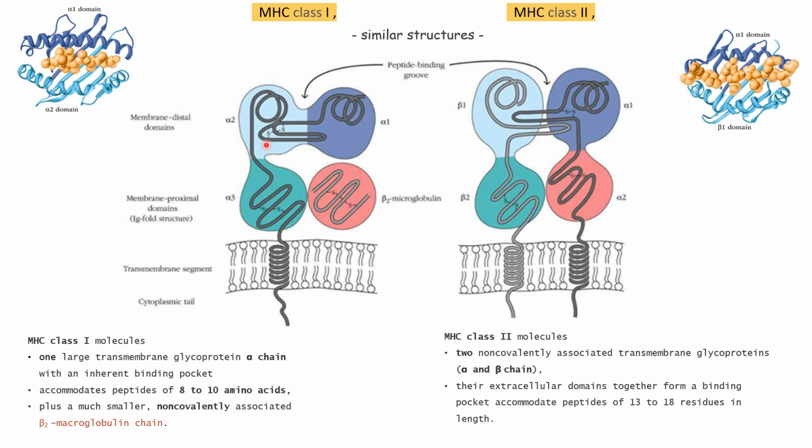We have 3 genes for MHC class 1. Each is a little bit different from the other, but they all have this overall structure. And each one of them must combine with one molecule of beta-2 microglobulin.